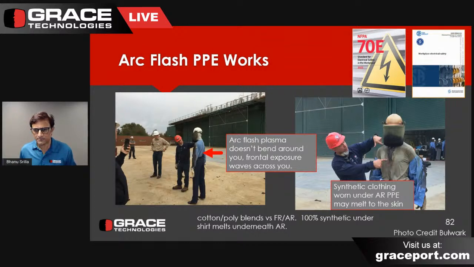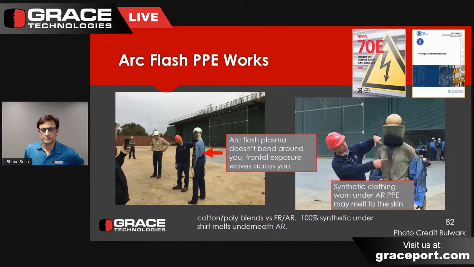And the other thing too, arc flash plasma doesn't bend around. You can see on the back of the mannequin, it's brand new. Arc flash is a plasma wave that hits you, so it's frontal. It's meant to be facing your torso. It doesn't bend around you, but you've got to wear natural fiber, cotton, wool, or silk clothing underneath. It's critical, critical. Next slide.